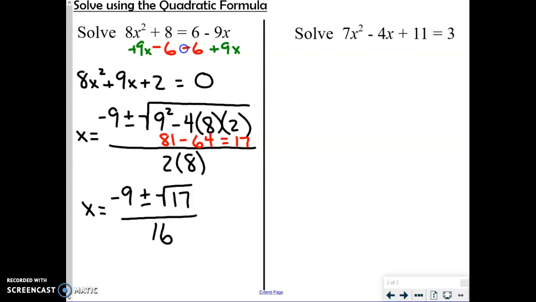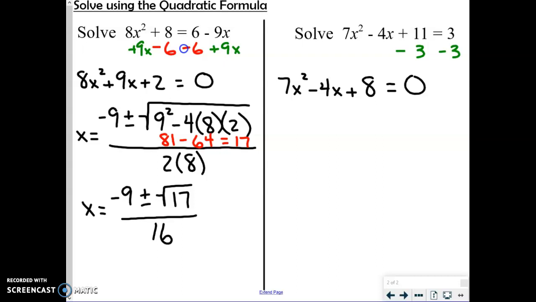Now the next one brings another scenario into play. Let's go through that one together. So in this case, we have 7x squared minus 4x plus 11 is equal to 3. So for this one, first step, get it into standard form, is to subtract 3 from both sides. When we do that, ladies and gentlemen, that leaves us with 7x squared minus 4x plus 8 is equal to 0. So in all three examples, our first step is to make sure it's in standard form. And our second step is to substitute properly.